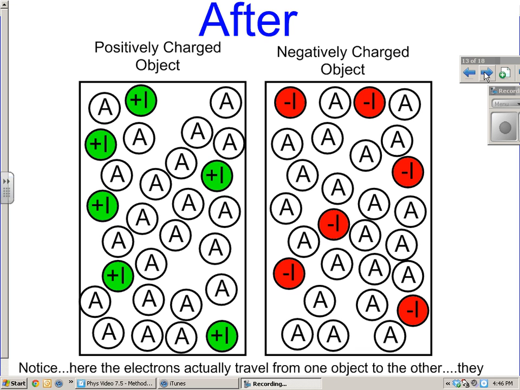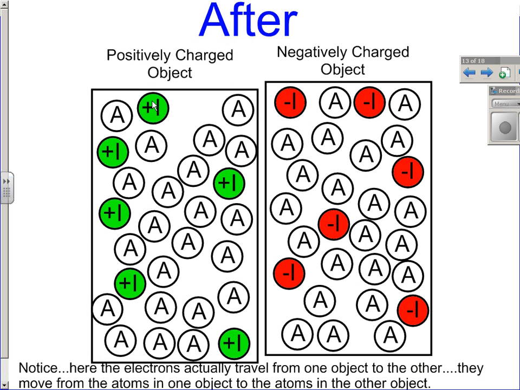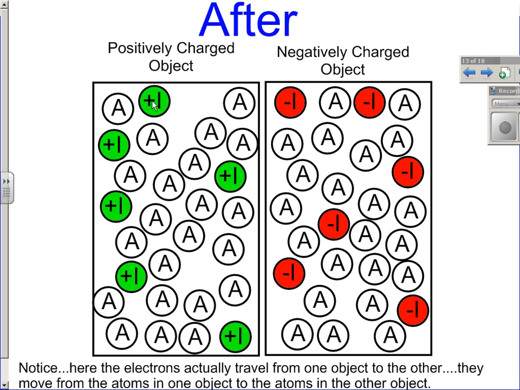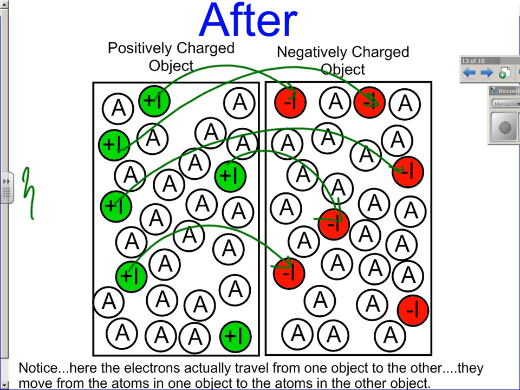I had an electron that moved from here to here. We had an electron that moved from here to here. We had an electron that moved from here to here, and from here to here, and here to here, and here to here. Notice I ended up with just as many positive ions as I did negative ions. That's because of what's called conservation of charge. We started out with no net charge, and we ended up with no net charge. We've got just as much positive as we do negative.